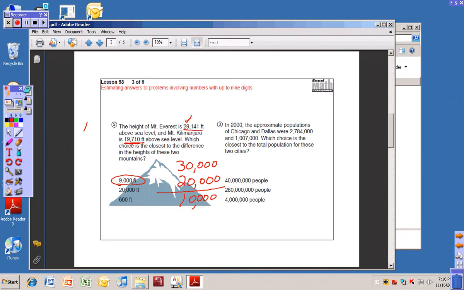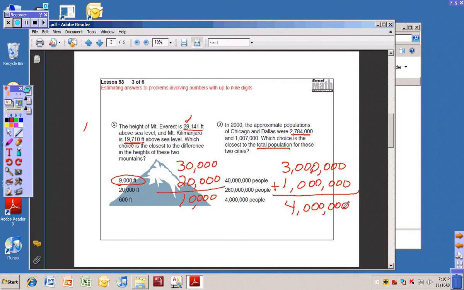Go ahead and pause the video and try number 3, and then turn it back on when you're ready to see the solution. Okay, now the solution to this one, we have the approximate populations of Chicago and Dallas, 2,784,000 and 1,007,000. Which is the closest to the total population, which means that we have to add these together. First number is going to round to about 3 million. And the second number rounds to 1 million. Put those together and you get 4 million.